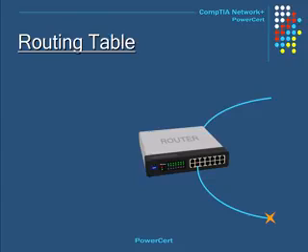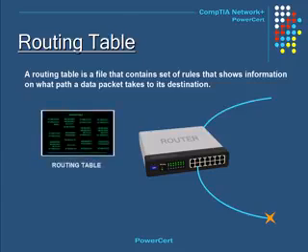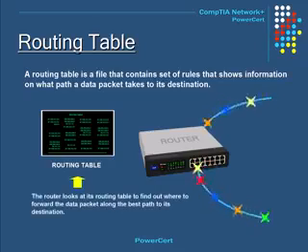A routing table is a file that contains a set of rules that shows information on what path a data packet takes to its destination. For example, a router uses routing tables. As a data packet arrives, the router looks at its routing table to find out where to forward the data packet along the best path to its destination.